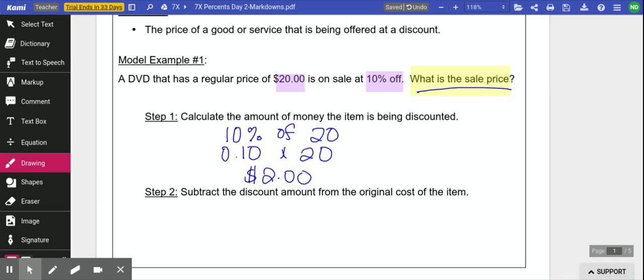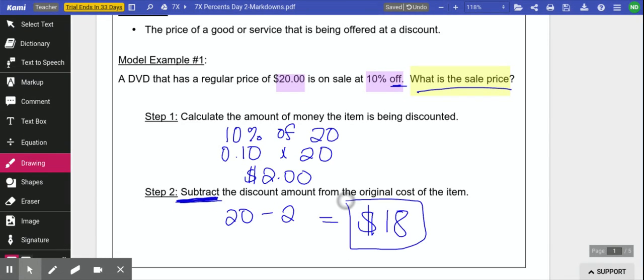Again, that brings me to step 2, and step 2 is to subtract the discount amount from the original cost of the item. Be very careful here, we have to subtract, because this is a discount or a percent off, which tells me we have to subtract. So I have to take my original cost, which was $20, and subtract my discount amount, which was 2. And 20 minus 2 is 18. So the sale price of this DVD is $18.